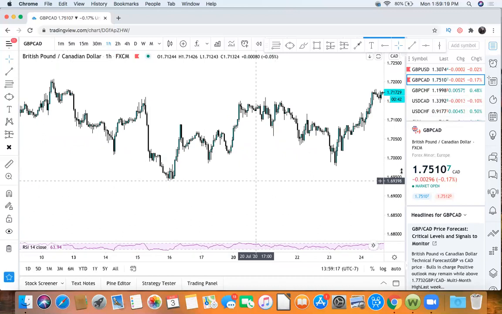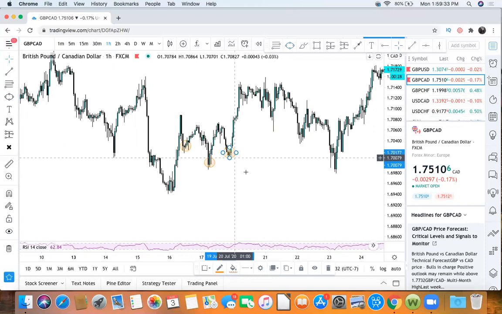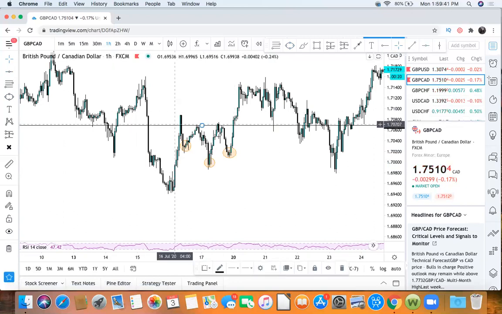Actually, right here, perfectly, we could see it. We could see one right here, where we have the left shoulder, we have the head, and we have the right shoulder. Same thing, same concept. What happened? Market rose to the upside. It broke the neckline right here of the reverse head and shoulders.